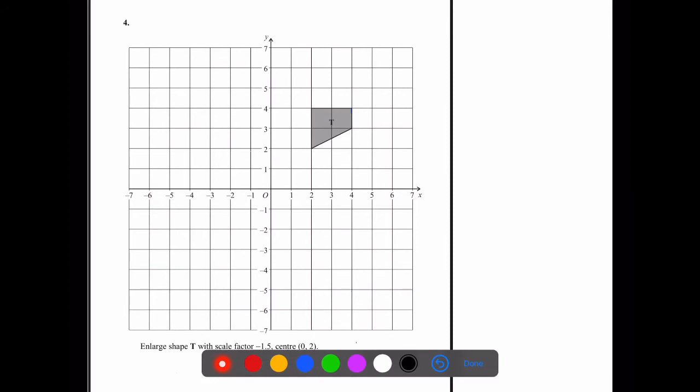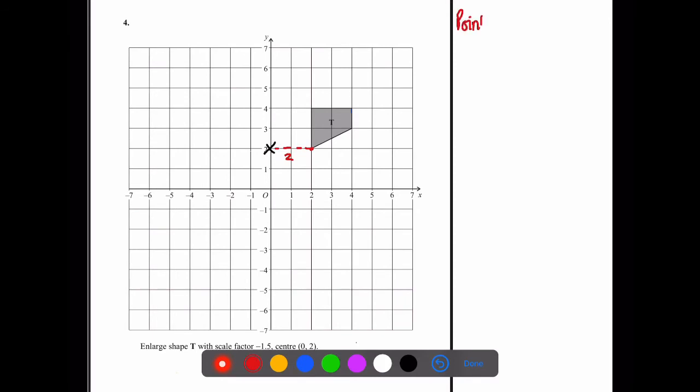So 0, 2. Okay, so I go to 0 and up to 2. Across to 0, up to 2. And we have a minus 1.5 scale factor. So the first thing I need to think about then is how to get to here. So 1, 2. So it's too long. We don't have to go up or down anywhere.